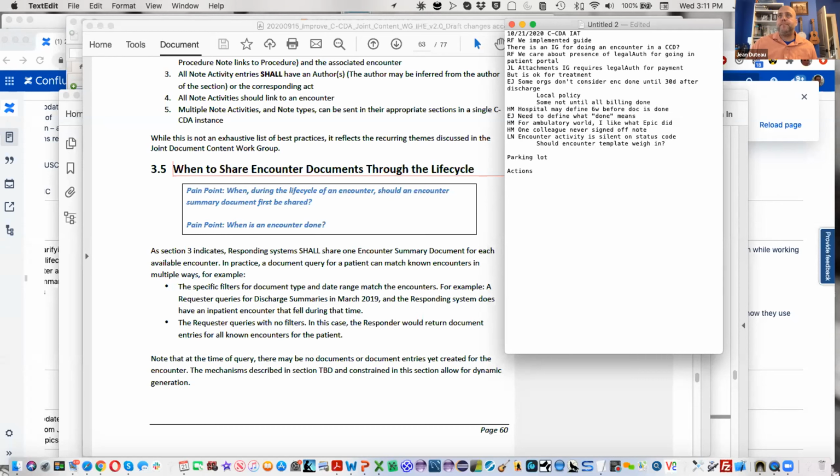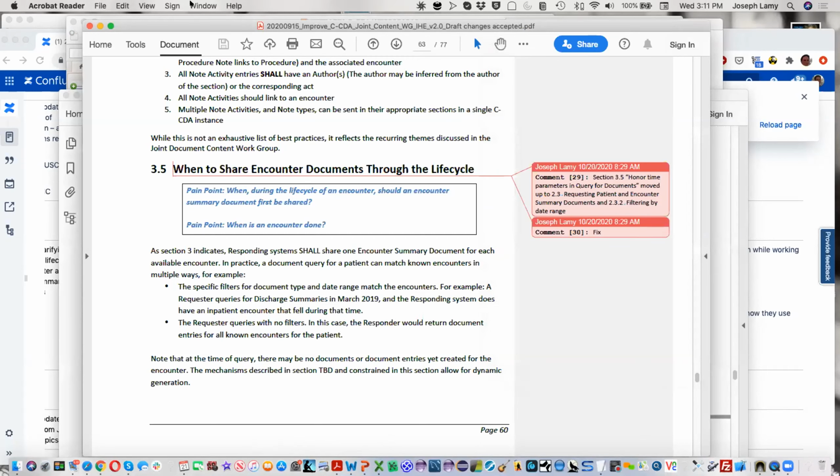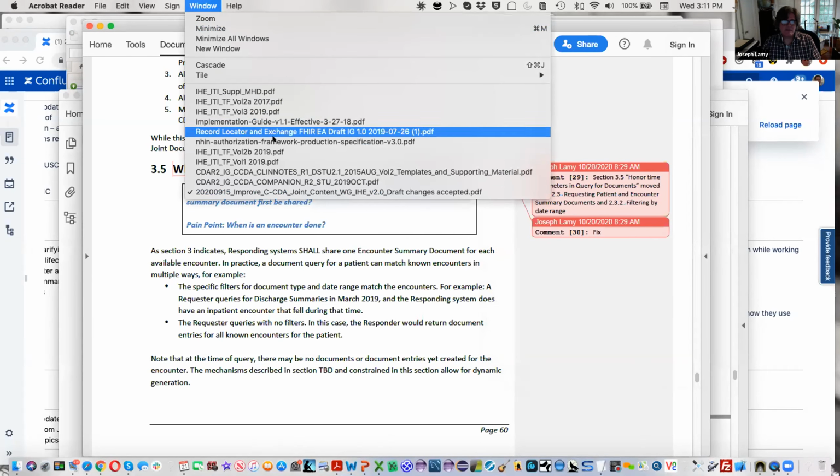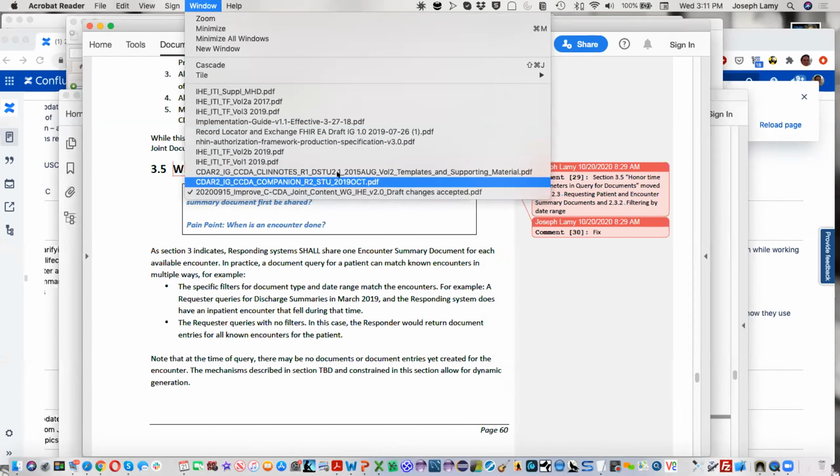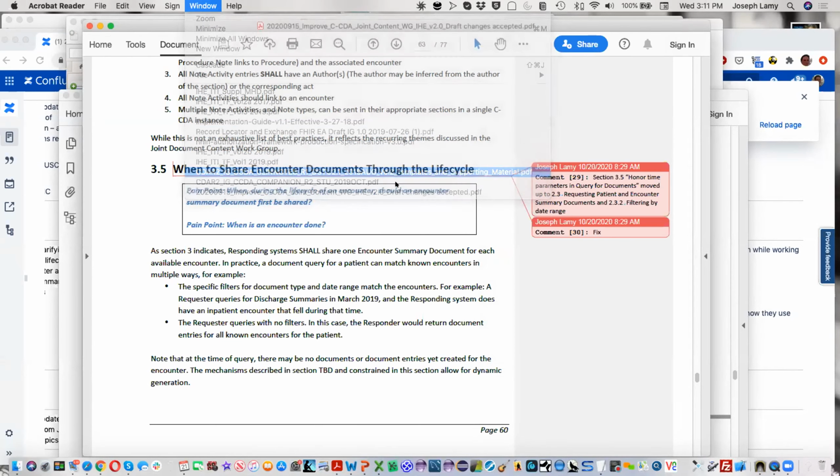Maybe he stepped out. Joe, do you know if the group looked at the template that's called encounter activity and whether or not they discussed if that template should be using the status code? The C-CDA encounter template? Yes, it's called encounter activity. Yeah, let me look.